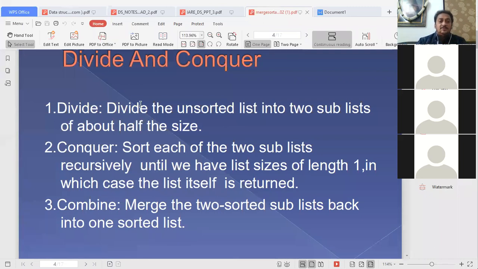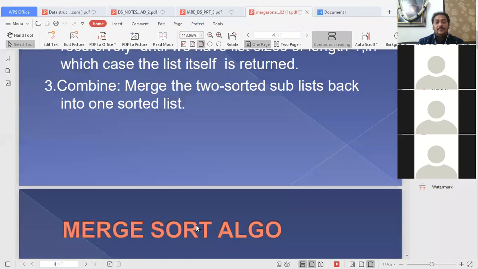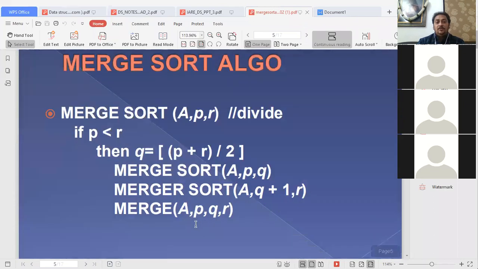Once we divided the whole array into two subparts, we sorted the two sublists. Once we had two sorted sublists, we combined them to become a major list. So merge the two sorted sublists back into one sorted list. That's the procedure we've been following. So the algorithm here is the merge sort algorithm.